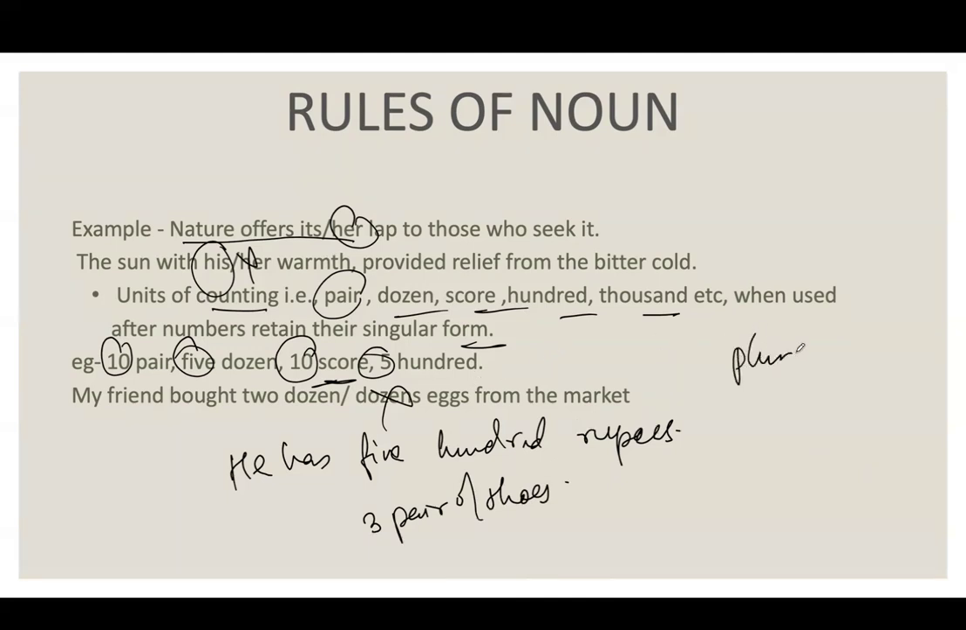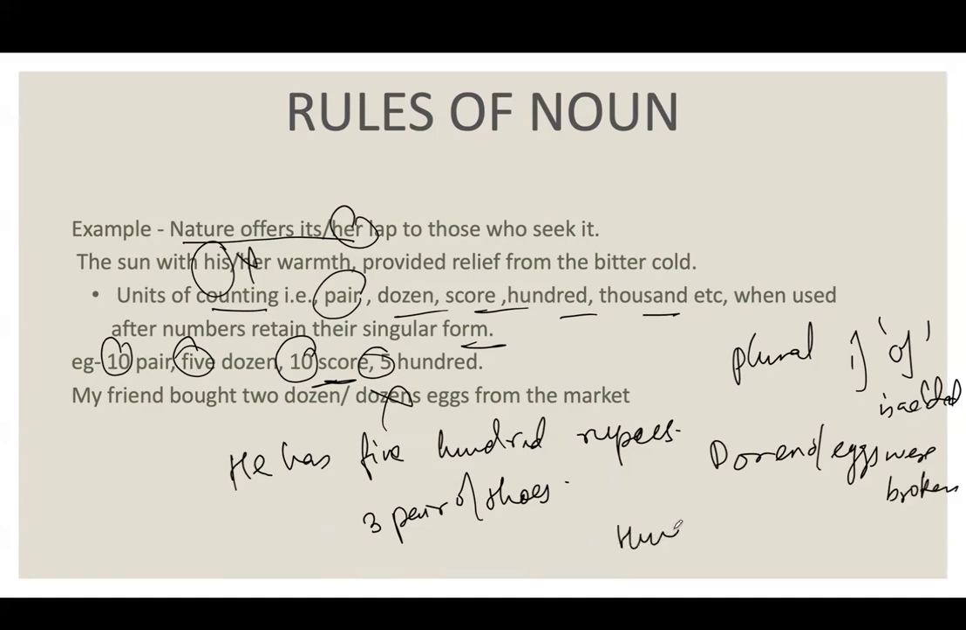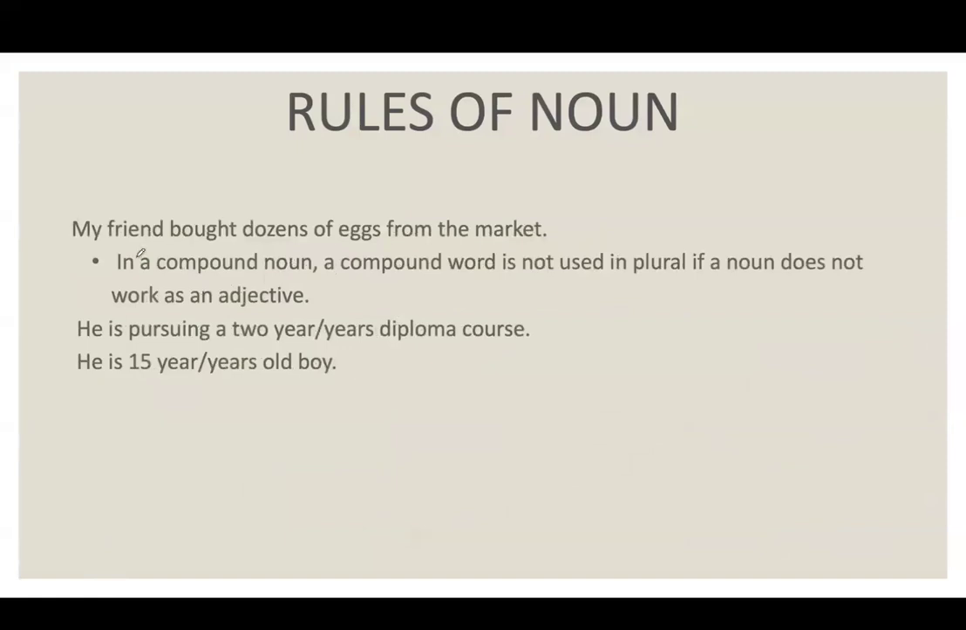We can use plural also if "of" is added. Now see how "of" is added. For example, dozens of eggs were broken. Or I can say hundreds of people gathered. Moving on to the next. This was an example for the previous one.